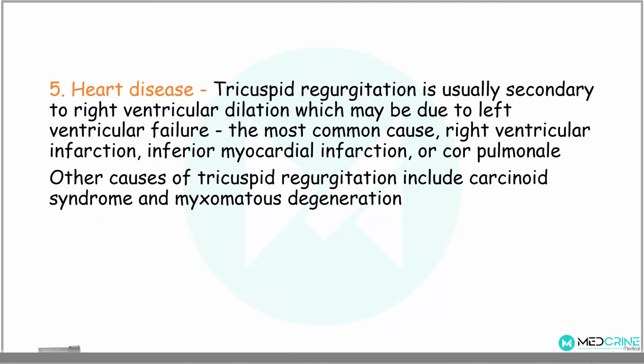Another cause of these valvular heart diseases is the heart disease itself. A tricuspid regurgitation is usually secondary to right ventricular dilation, which may be due to left ventricular failure. The most common cause is the right ventricular infarction, an inferior myocardial infarction, or a cor pulmonale. Other causes of tricuspid regurgitation are a carcinoid syndrome and a myxomatous degeneration.